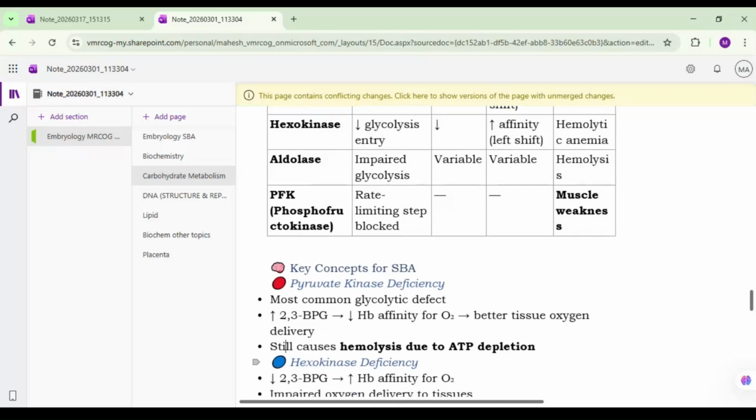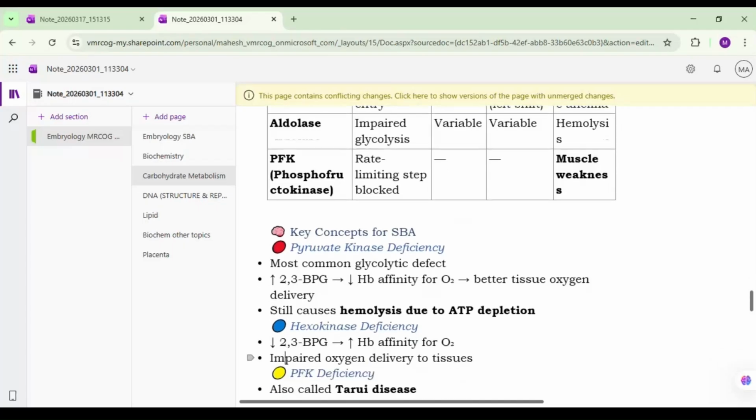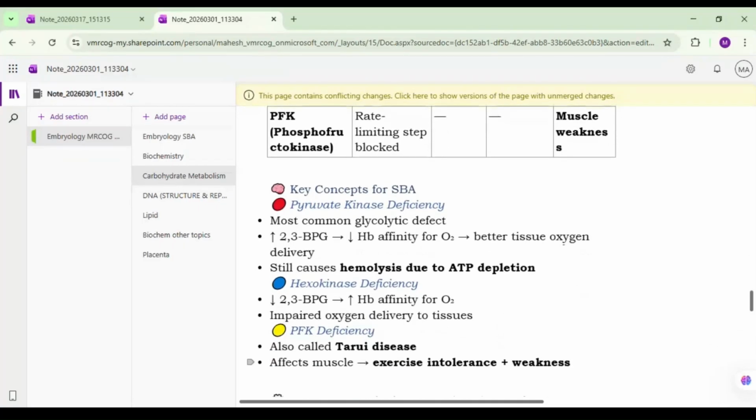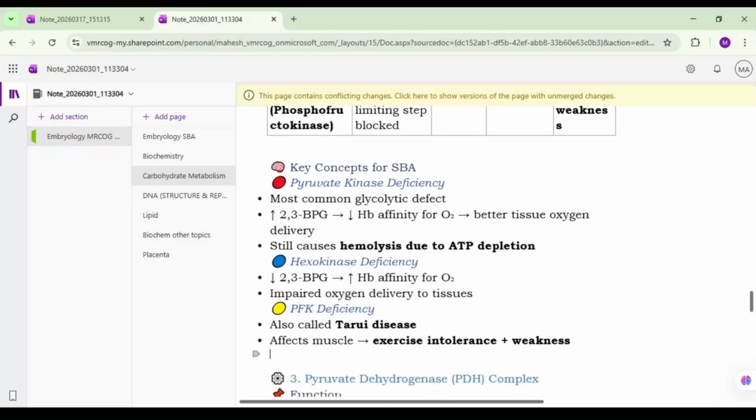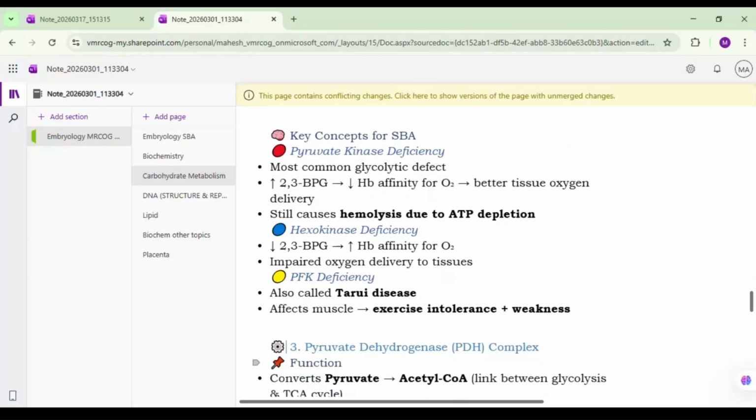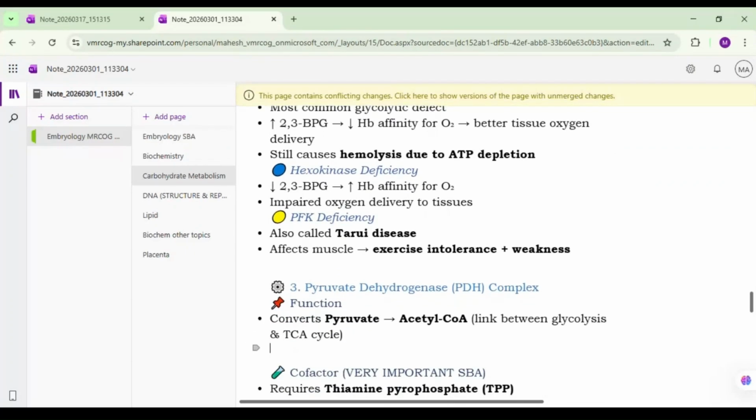Next is hexokinase deficiency. It will increase the affinity for oxygen, so hemoglobin affinity for oxygen is increased, and there will be impaired delivery of oxygen to the tissue. And next is PFK deficiency. This is also called Tarui's disease. It affects the muscle, and there will be severe exercise intolerance and muscle weakness.